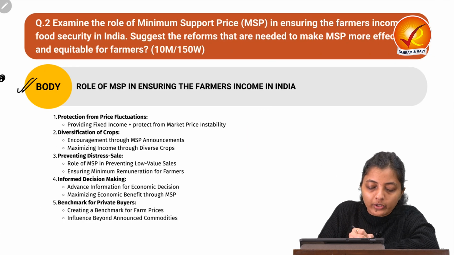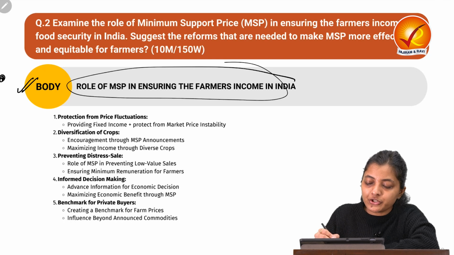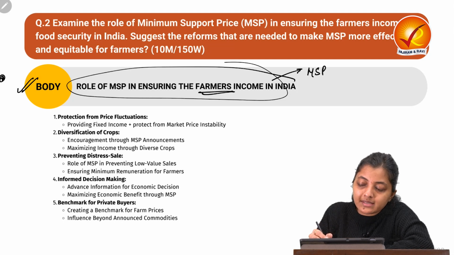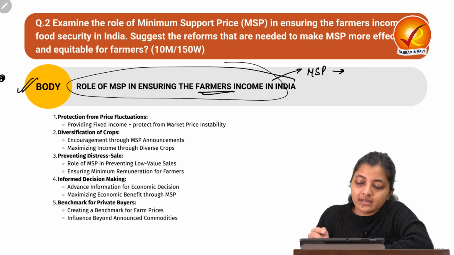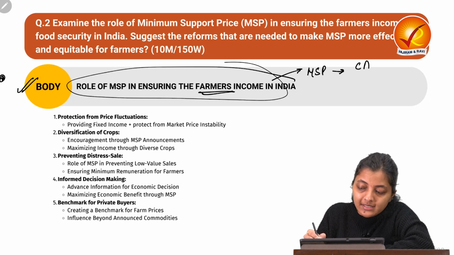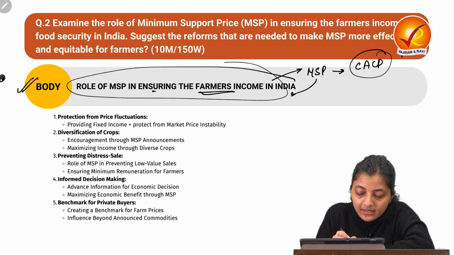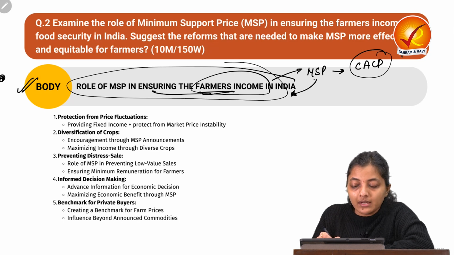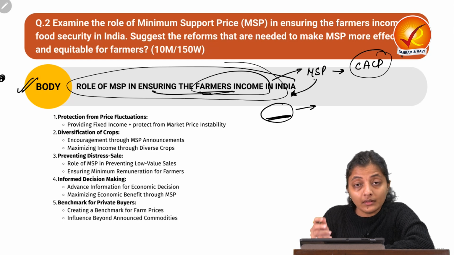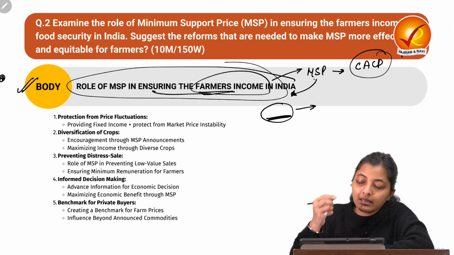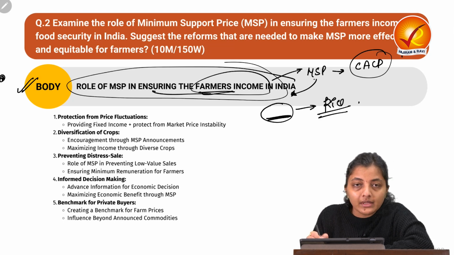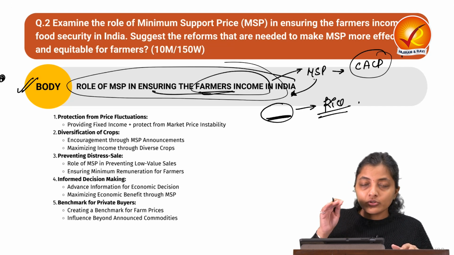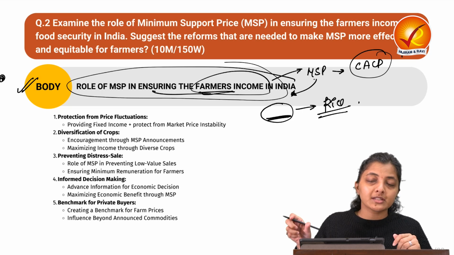Okay. Moving on to the body, we need to write down the role of MSP in ensuring the farmers' income in India, how it ensures farmer income, because the MSP is declared at the beginning of the sowing season on the basis of the recommendation of the CACP. Now MSP is declared as the minimum price at which the government will procure from the farmer. Let's suppose for rice, each quintal will be procured by the government at this minimum price. So now the government has declared the minimum price for this particular commodity.